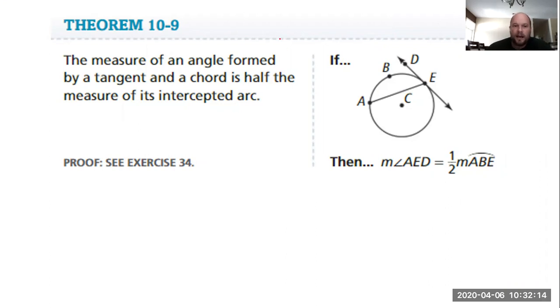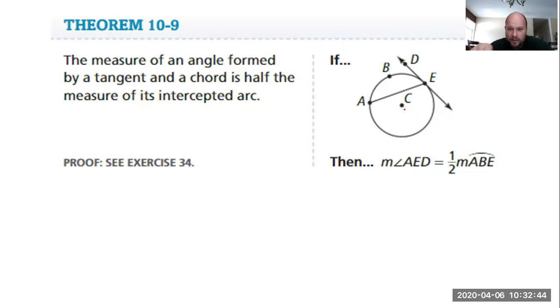Anyway, the idea here is that we have an angle that's on the circle, so it's still going to be half of its intercepted arc. Even though it's not an inscribed angle, since the vertex is on the circle itself, it still follows the same rule. So we have an angle formed by a chord and a tangent. And in both cases, there's 2 different angles here.